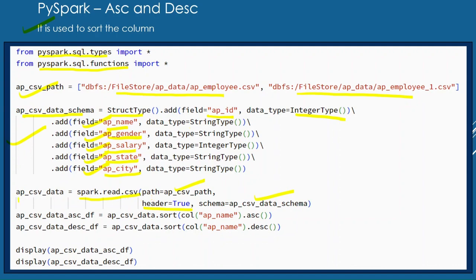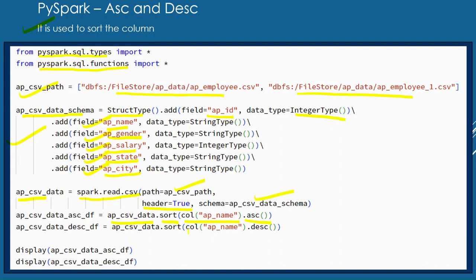When this data frame gets created, we are going to sort the records with the help of the sort function by passing the name of the column, and here this ascending function is telling it to sort on AP name in ascending order, meaning first the lower value and then the higher value, and if it is alphabet, then it will sort like A, B, C.